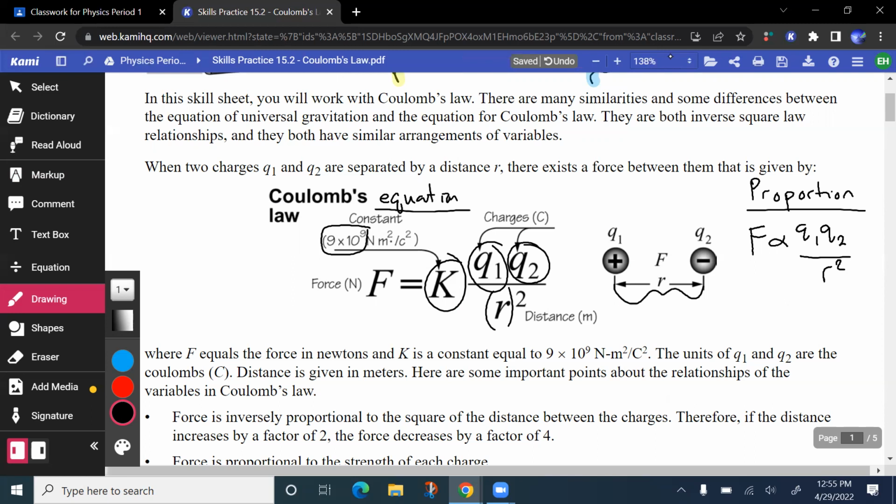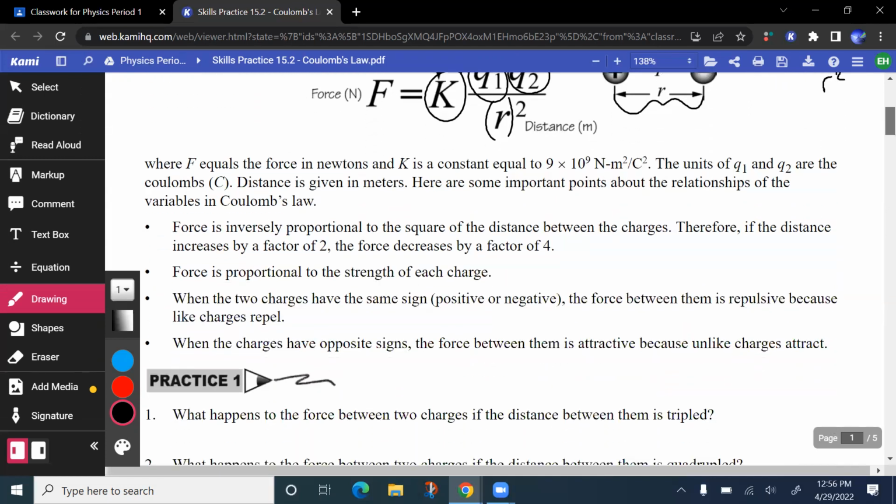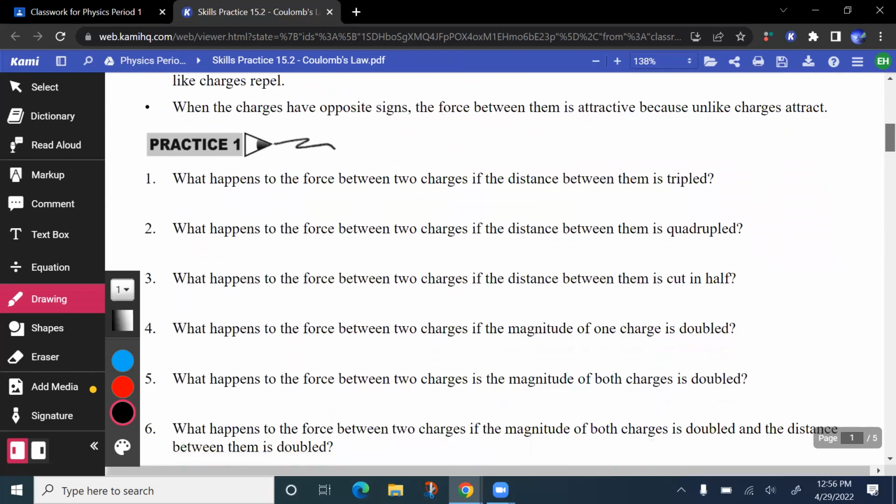Now remember, if a number doubles, we replace it with the factor of 2. If it triples, we will replace the variable with a factor of 3. If it quadruples, we replace the variable with a factor of 4. If something cuts in half, we replace it with half. If a variable does not change, then we replace the variable with the number 1. Okay, let's go ahead and take a look at practice 1.